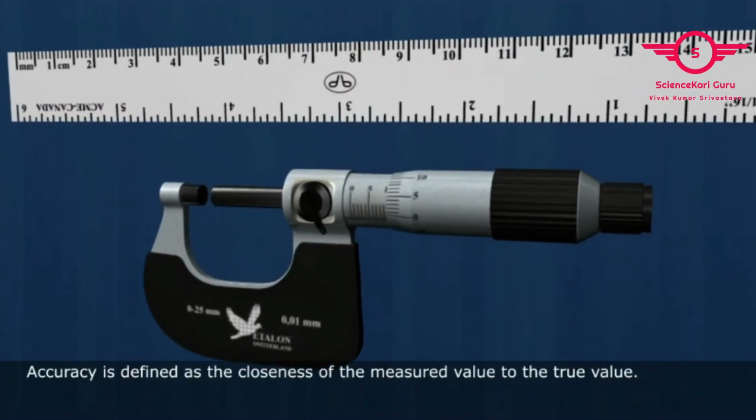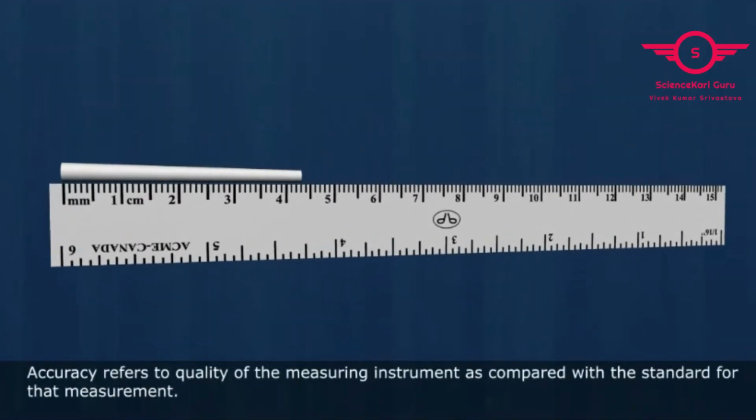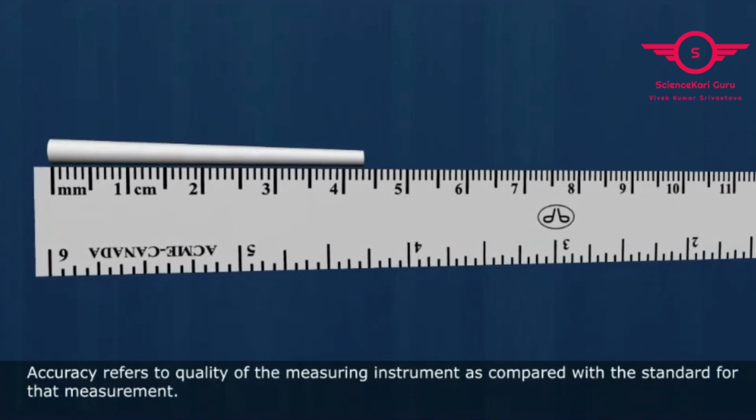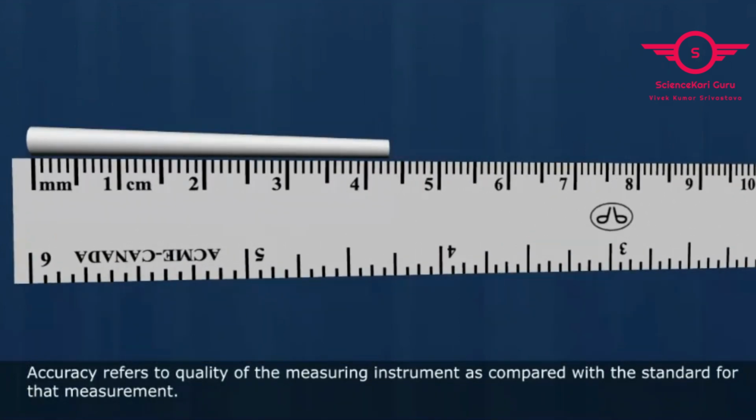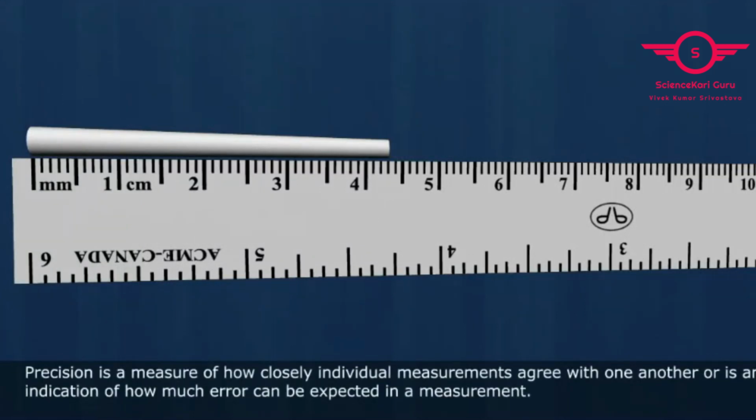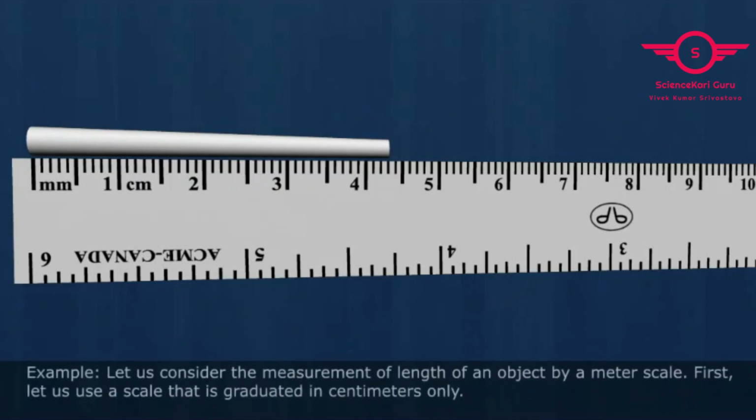Accuracy is defined as the closeness of the measured value to the true value. Accuracy refers to the quality of the measuring instrument as compared with the standard for that measurement. Precision is a measure of how closely individual measurements agree with one another, or is an indication of how much error can be expected in a measurement.